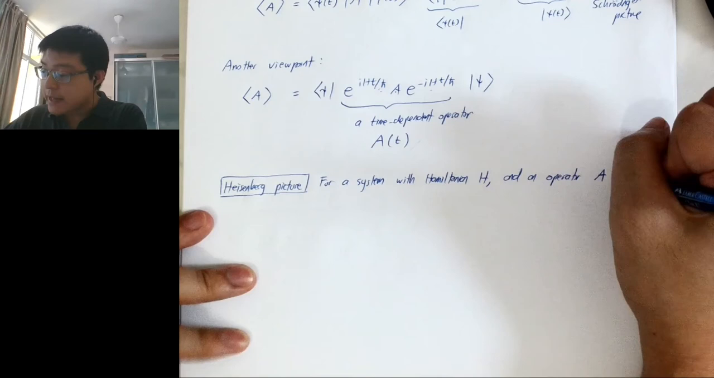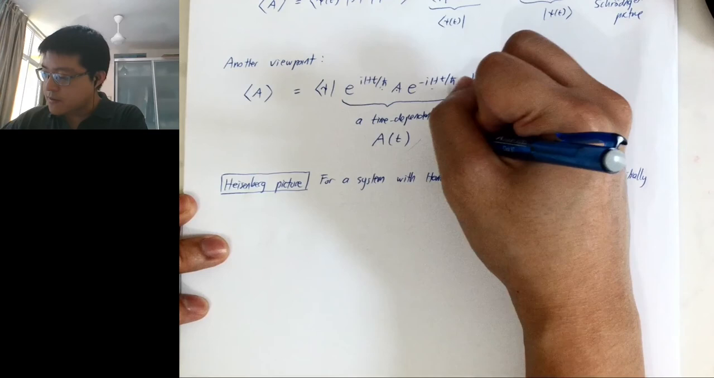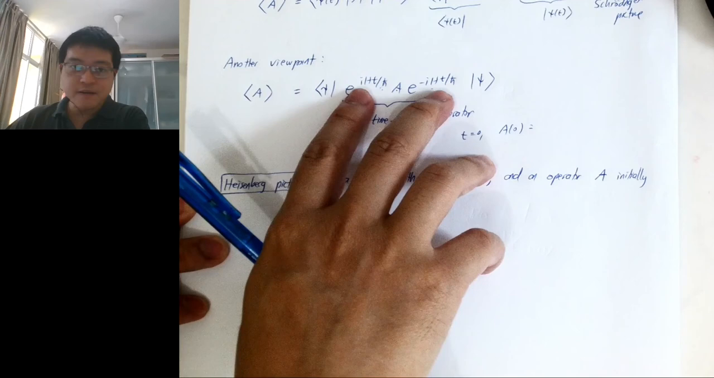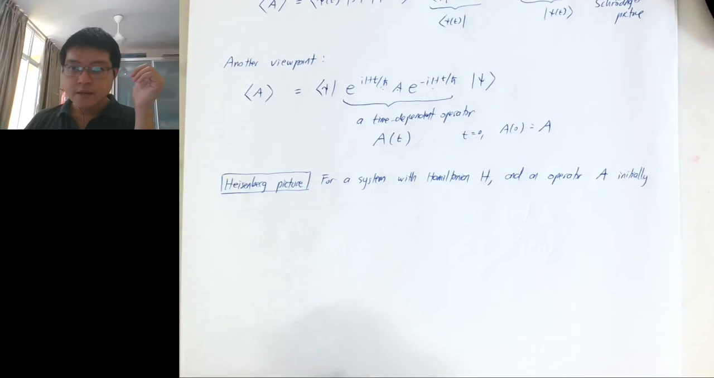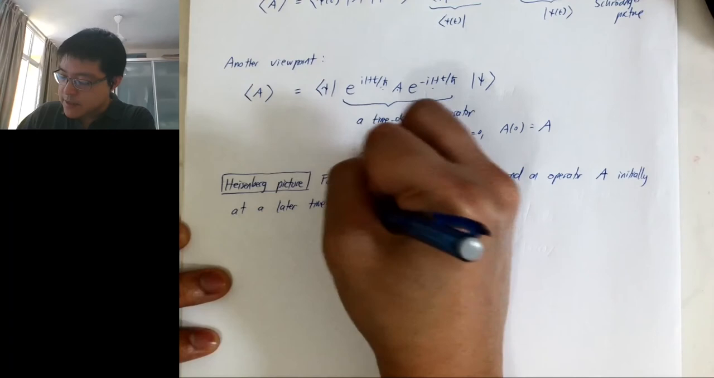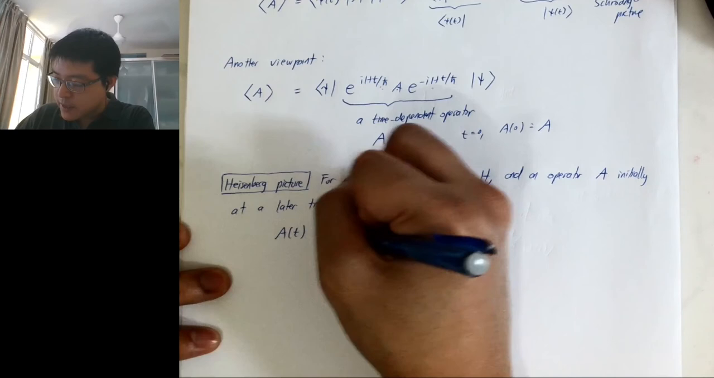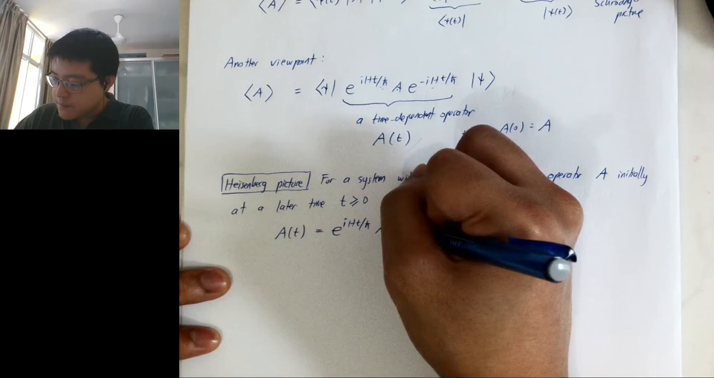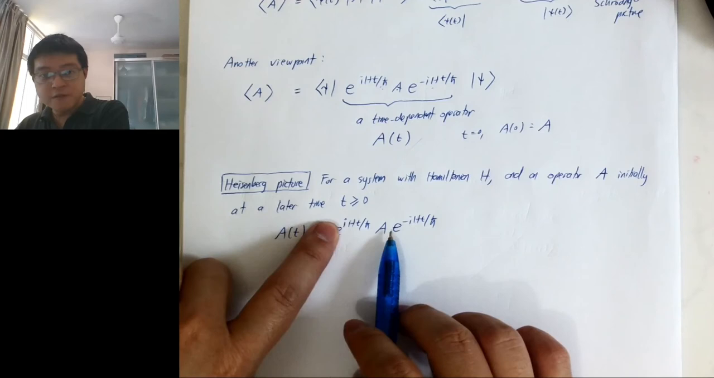right? Notice that for time equals zero, right? What is A at time zero? Well, the exponential of zero becomes the identity, so it's back to A. Okay, so for operator A initially, then at a later time, t greater than or equal to zero, you just get the formula, which is e^{iHt/ħ} A e^{-iHt/ħ}. So just be slightly careful, there's a minus sign here but no minus sign here.